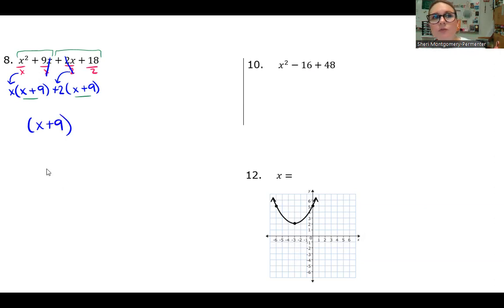Now I write down what's left. What's left is the things in front of the parentheses. So I have an X and then a +2. That's going to make my second set. Again, you are not wrong if you happen to write down X +2 first and then the X +9. That's not wrong if you write these in the opposite order. You just need to have one parentheses that has X +9 and one that has X +2. And that's it. That is factor by grouping.